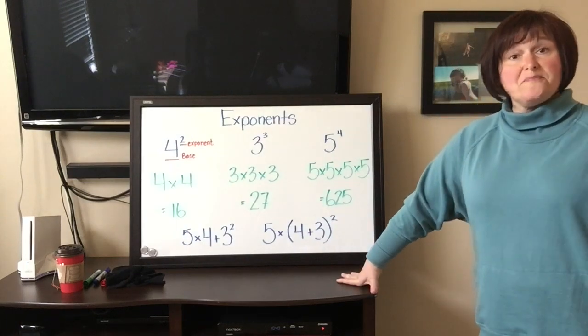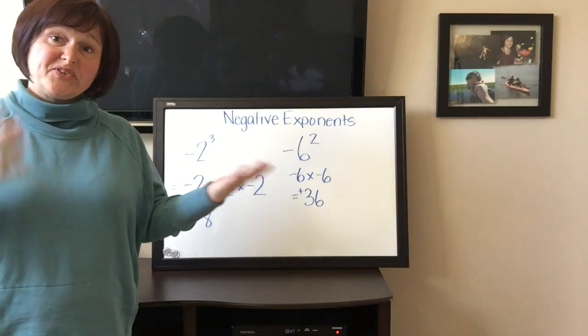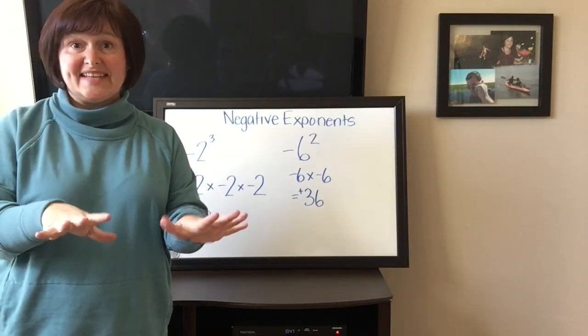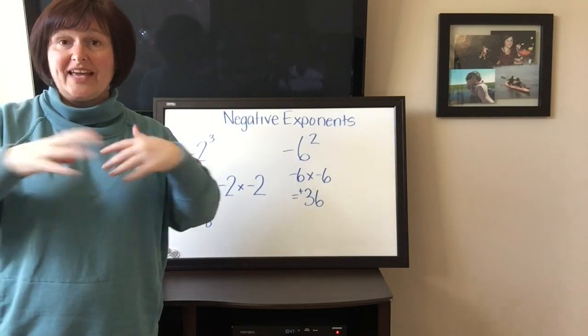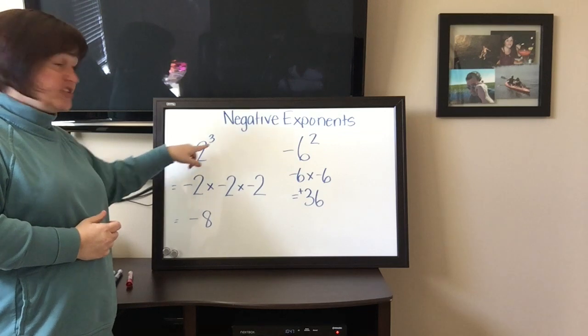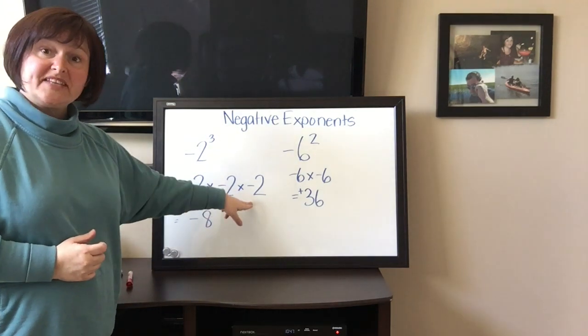But what happens when the base or the exponent are negative? Okay, so now we get to talk about negative exponents. Let's start with the easiest. Let's start with having a negative base. So in this example, I can see negative 2 to the power of 3 is equal to negative 2 times negative 2 times negative 2.